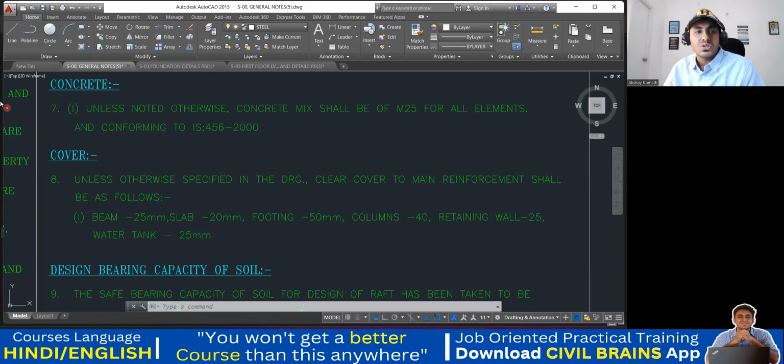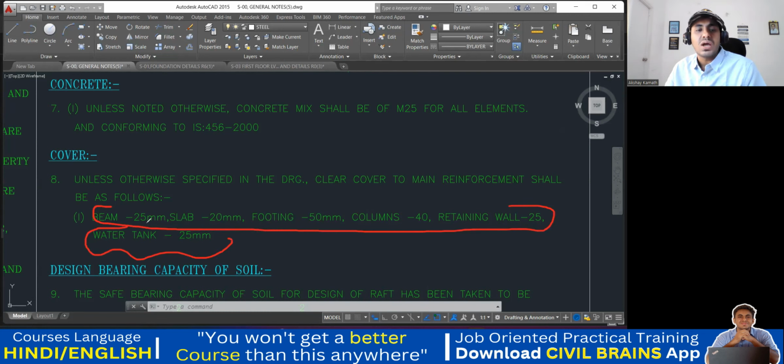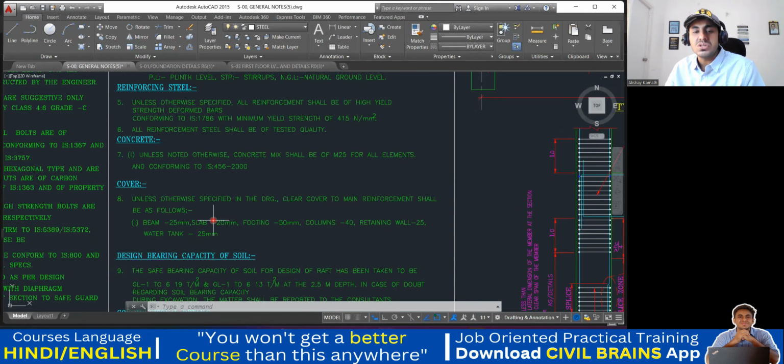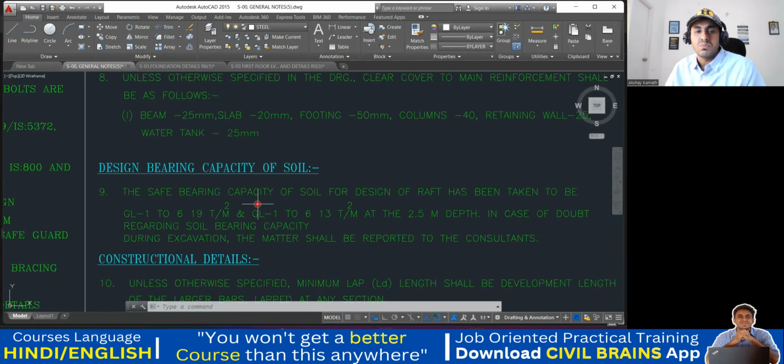Anyhow, in this particular project, we'll be speaking only about beam, footing, column, and retaining wall. We'll not be having any water tank here. Just in case you have a water tank or a sump tank, you can go with 25 mm. Got it? So all these things you should note down and remember because these are the questions which they will ask you in the interview.